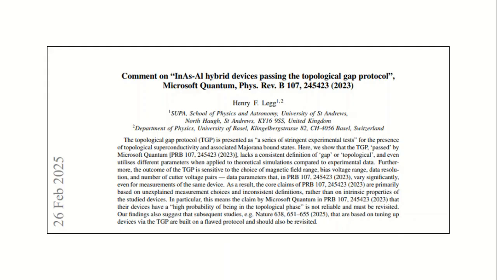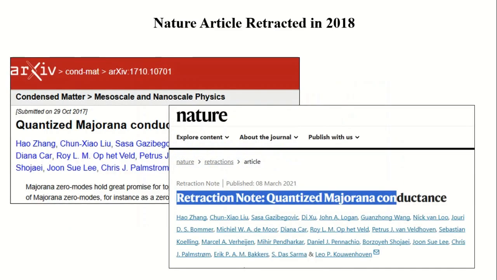The second one is a preprint on arXiv, which says that Microsoft's approach of detecting Majorana is flawed, and it raises big questions on the qubit approach of making a supercomputer. Also, Microsoft's quantum hardware has been the subject of controversy since its high-profile retracted article from Nature in 2018, which initiated both excitement and skepticism in the scientific community.